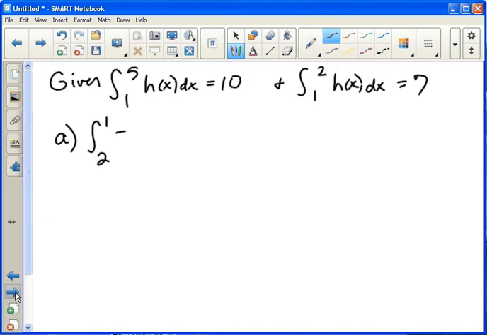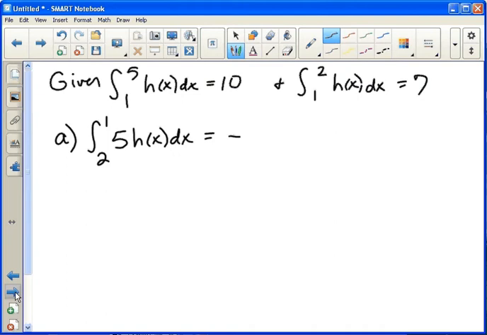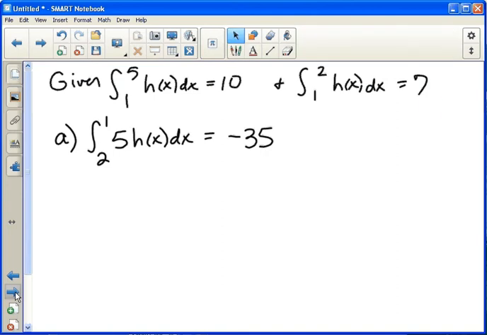Okay, well if you look, there's two things that have happened. The boundaries have been flipped upside down. We're now going from 2 to 1 instead of from 1 to 2. And we've multiplied by 5. So flipping it from 1 to 2 to 2 to 1 makes it negative. And we also need to multiply by 5. So we get negative 35. Because we know that the integral from 1 to 2 is 7. So if we multiply by 5, we get 35. And because we flipped the boundaries, we have to make it negative.